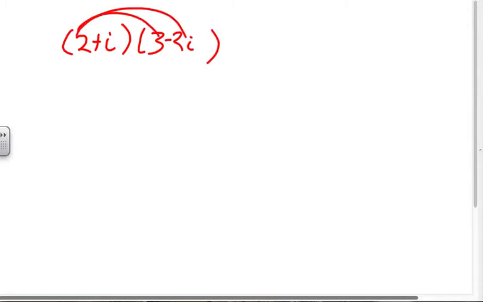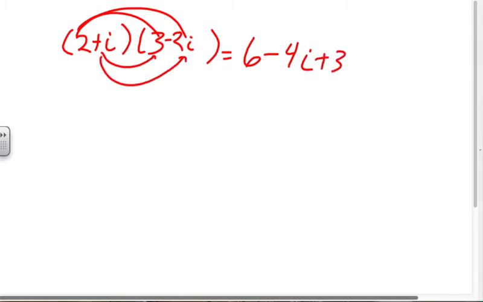Multiplication is just like you do with binomials. 2 plus i times 3 minus 2i. So you distribute this 2 in. That's going to give me 6 minus 4i. And then I distribute this i. That gives me plus 3i minus 2i squared. Okay, I'm going to pause here a little bit and let's talk about this.